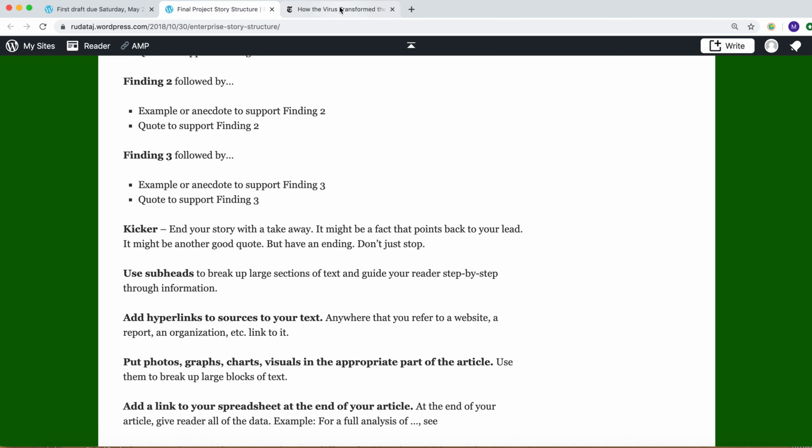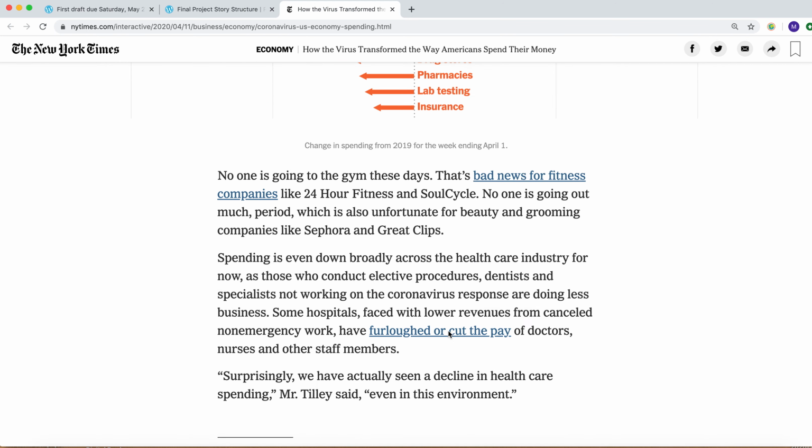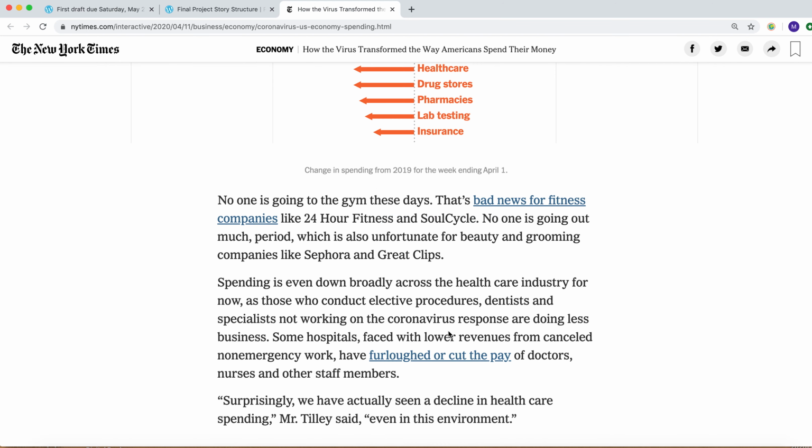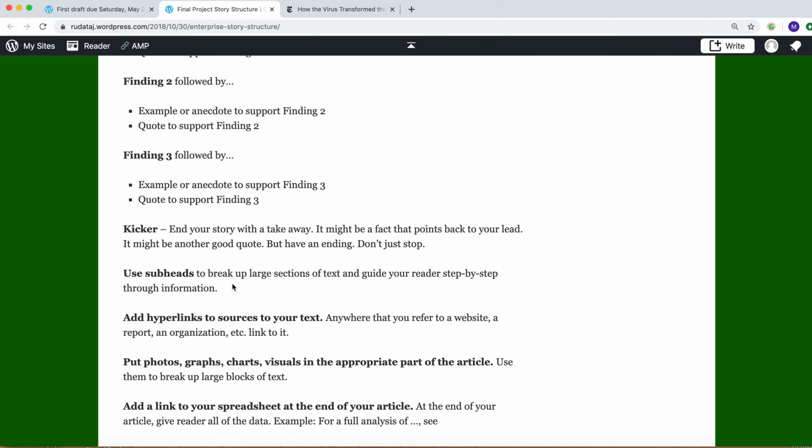The ending, let's look at the ending of this story. They're talking about all the things that are up and down, and then they have a surprising finding at the end, which is that spending is even down broadly across the healthcare industry, as those who conduct elective procedures, dentists and specialists not working, are doing less business. "Surprisingly, we have actually seen a decline in healthcare spending, even in this environment." So this is the end. Some things are up, some things are down, and even surprisingly, people are spending less on healthcare. That's the ending, that's the kicker.